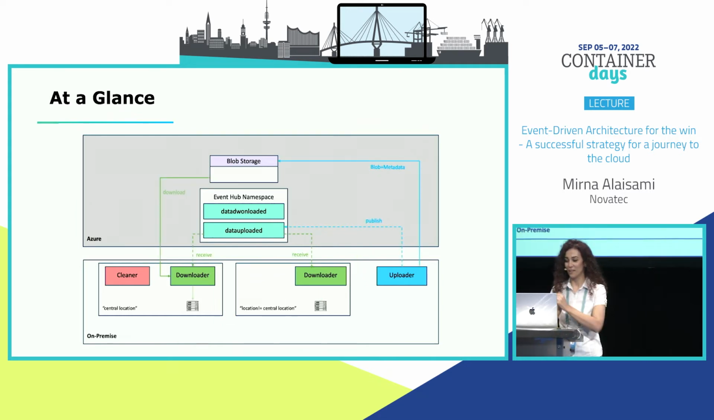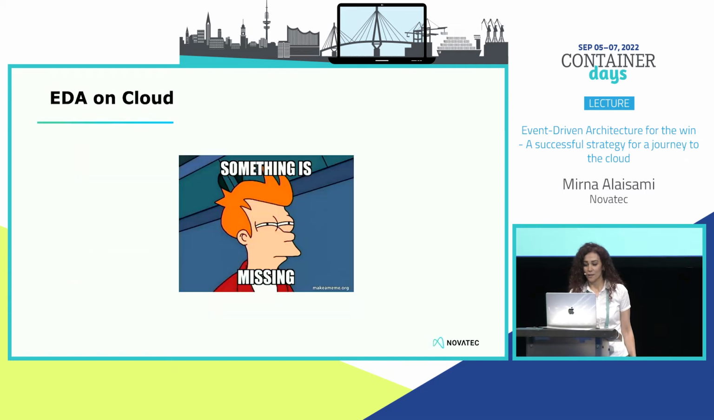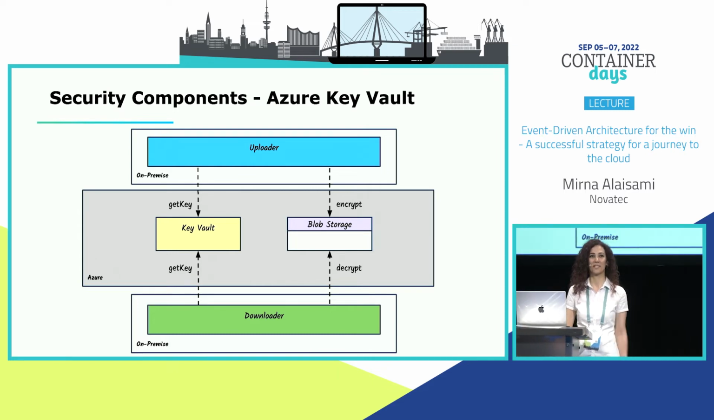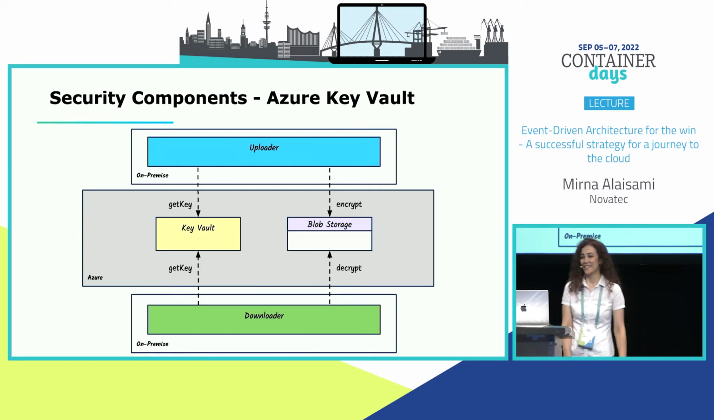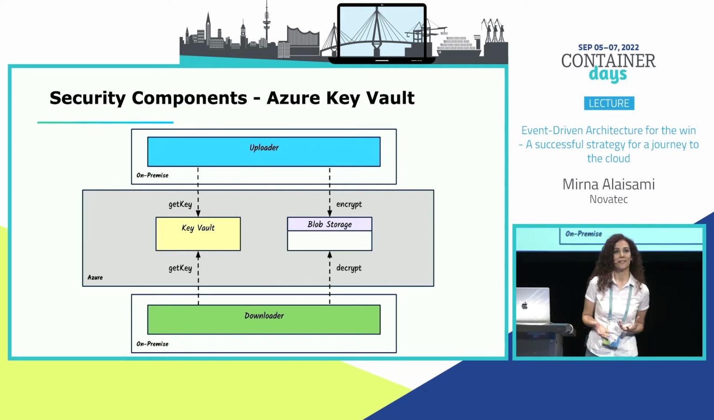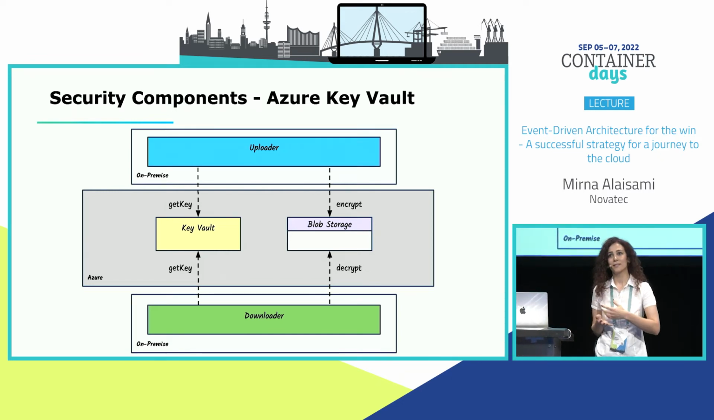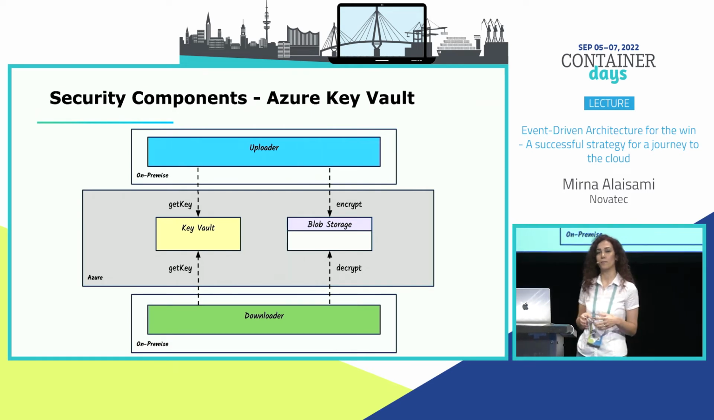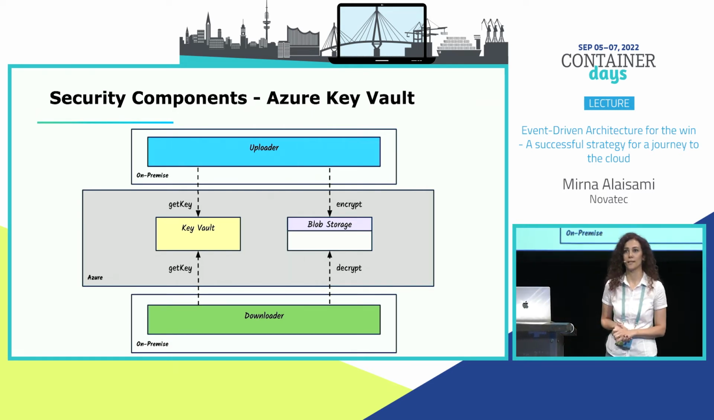Okay, then let me answer that. Well, of course we are missing something. What about security? We need some security components and aspects here. So we needed to encrypt the data and store them encrypted in Azure Blob Storage, and then decrypt the data while downloading them and store them decrypted on our local data centers.